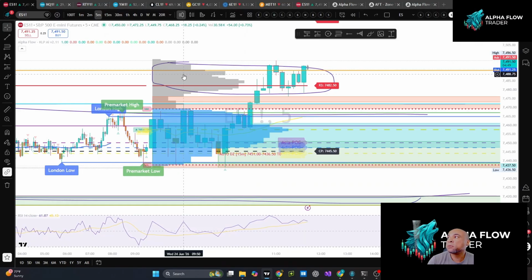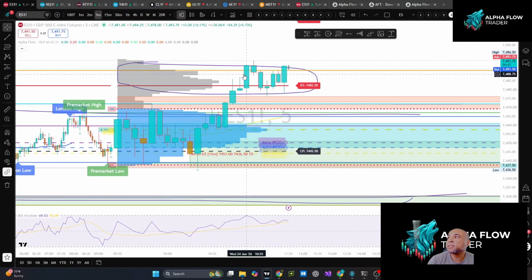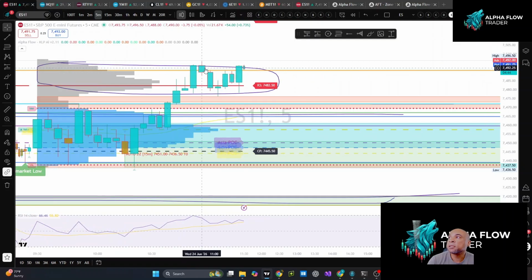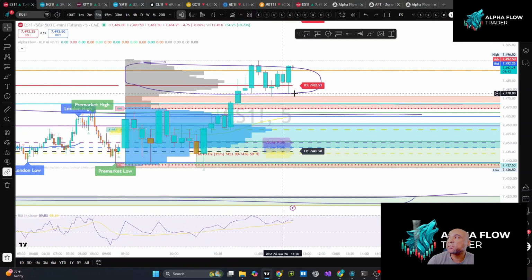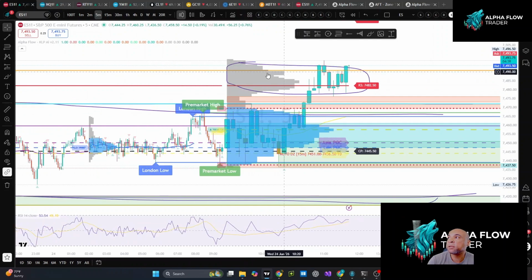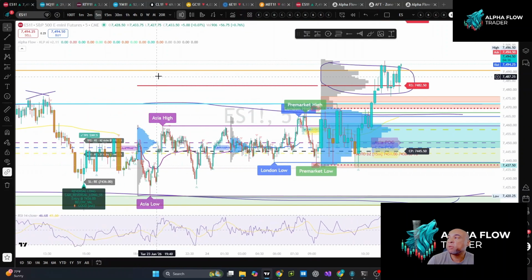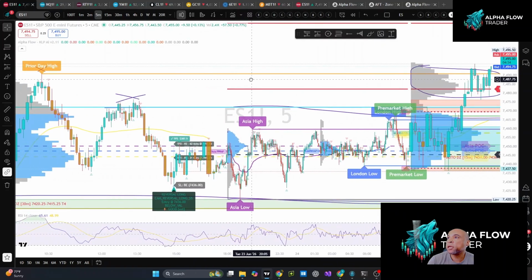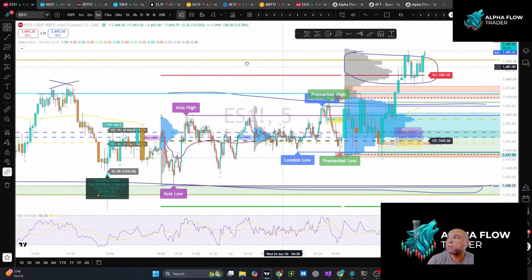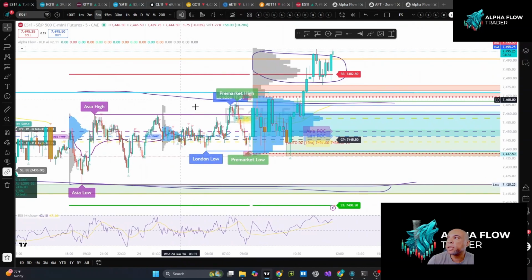All right, ES has not signaled us in just yet. It is at its R3 level, and it is at prior day's high. That is another key level that we map out for you with our indicator. You have prior day's high there. You have Asia high, Asia low, London low, London high. These are all key levels that we look for daily.